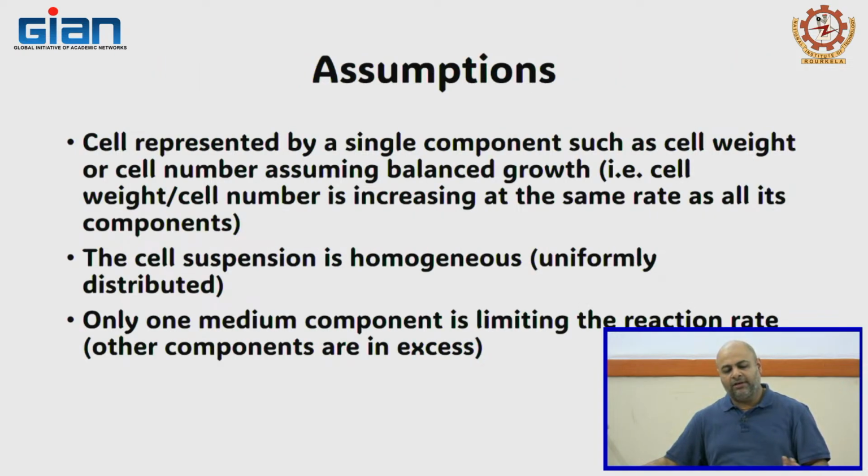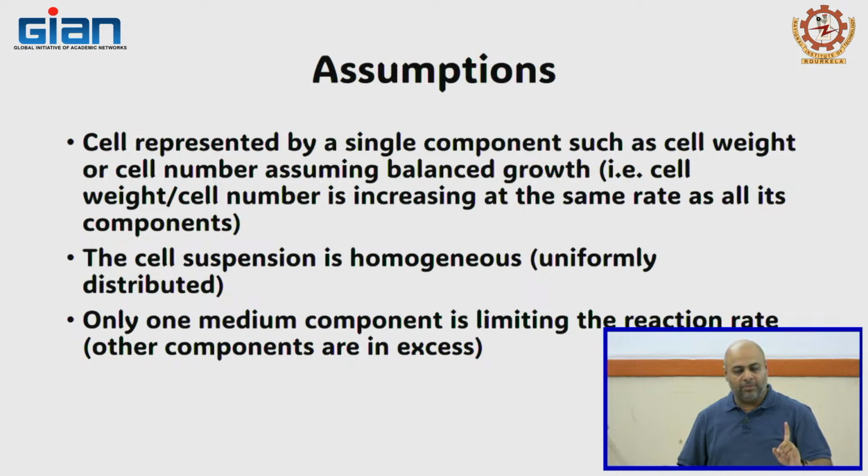So, the assumptions are the cells represented by a single component such as the cell weight or the cell number, assuming balanced growth. That means the cell weight and the cell number is increasing at the same rate as its components. The second assumption is the cell suspension is homogeneous, uniformly distributed. Okay, the nutrients have been uniformly distributed. If the oxygen is being added to the bioreactor, it is uniformly distributed. So, all the parameters that are required for the cell to grow are uniformly distributed, but when we are only considering the cell, the cells are homogeneously distributed.